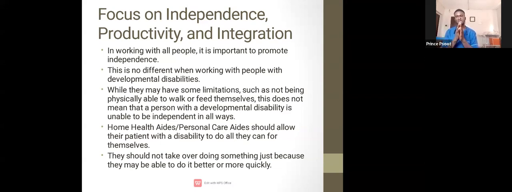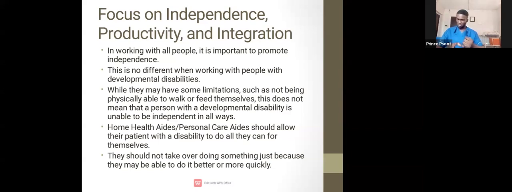So as home health aides or personal care aides, we should allow patients with a disability to do all they can for themselves. You only assist. You don't do it all for them. So you help them to do the things they can do by themselves, and you should not take over. You should not take over doing something just because you may be able to do it better or more quickly. No matter how slow they are, no matter how uncoordinated it feels, help them do it. Because you feel like they're wasting your time, so you want to go fast. No, no, no, no. Help them because the goal is not just to get it done.